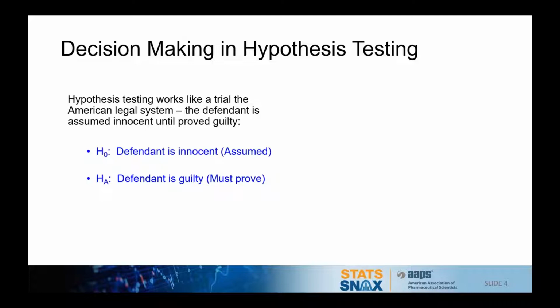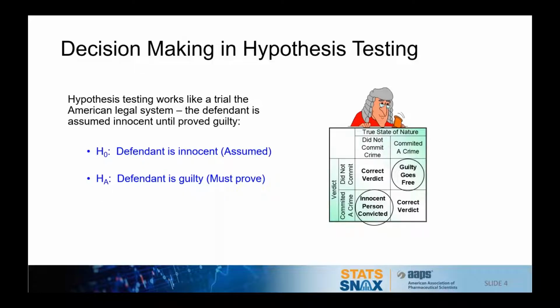There are two risks in a trial. Looking at the table on the right, first there is a risk of convicting an innocent person. That is the risk of rejecting the null hypothesis when in fact it is true. The second risk is the risk of letting a guilty person go free because of insufficient evidence. That is the risk of accepting the null hypothesis when it is in fact false.